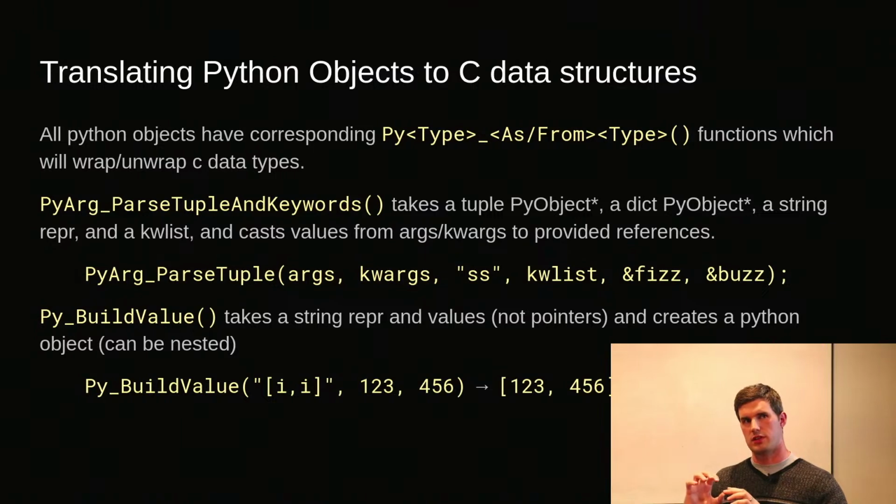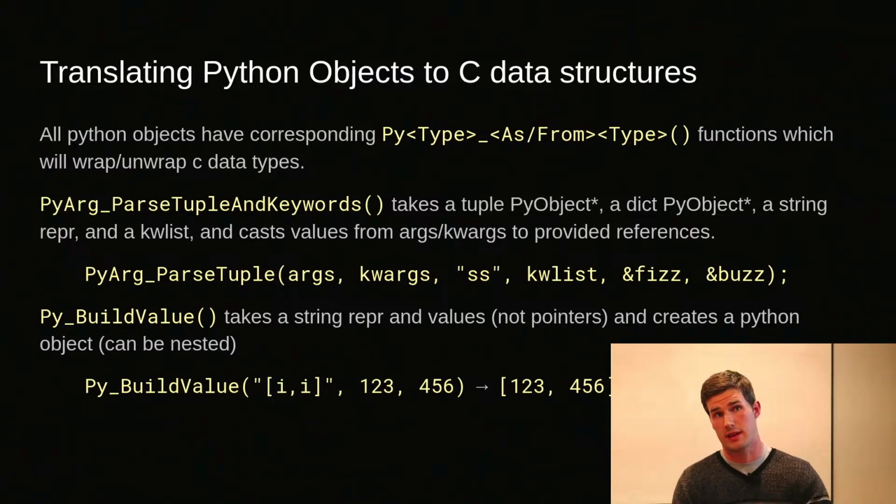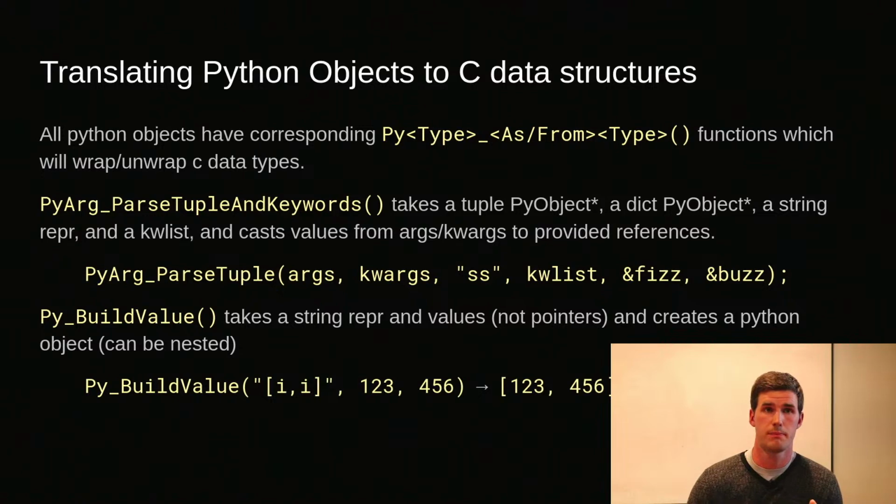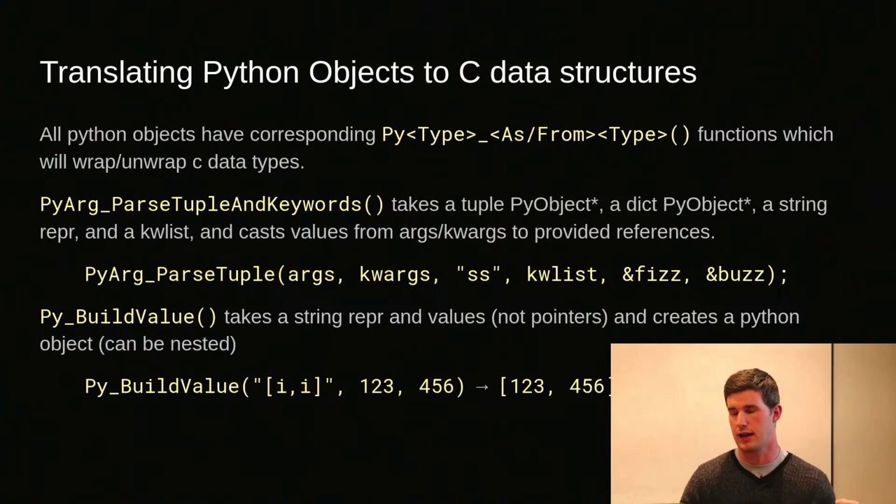But just in terms of the general overview, the CPython API provides you functionality that allows you to consume Python objects from the Python interpreter, and then actually parse that out into individual C types or other PyObjects that you can use later. And then the inverse of that is this function called Py_BuildValue, which takes a string representation and a bunch of values of C data types, and then it'll actually wrap them as Python objects and return that to the Python interpreter.